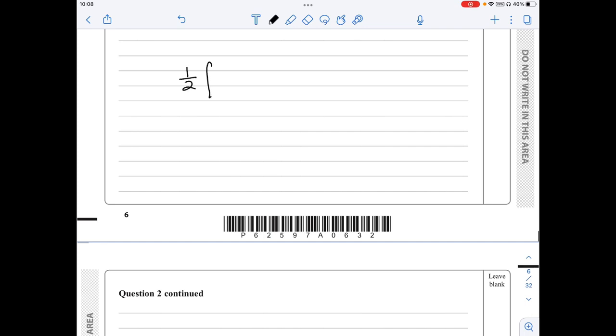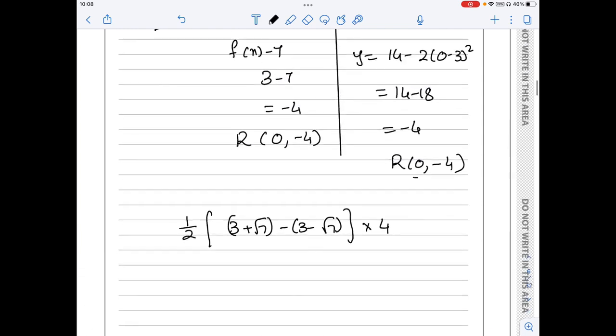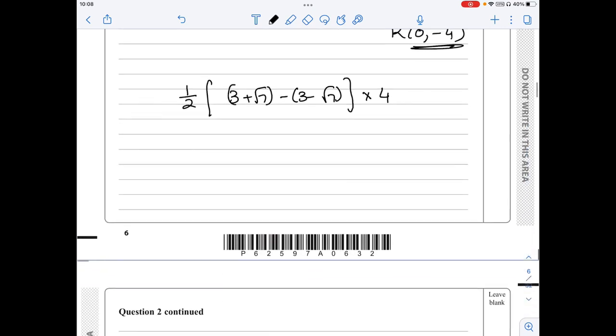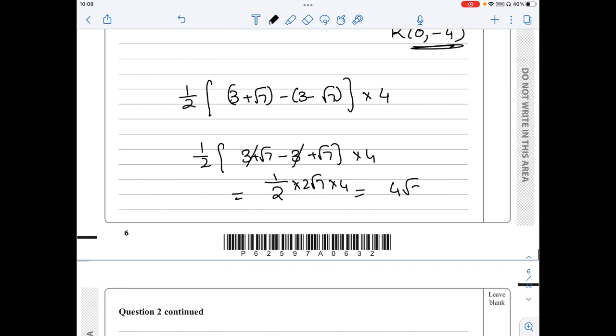Half base is the difference between those x coordinates, 3 plus root 7 minus 3 minus root 7, and height is the height of this r coordinate, which is nothing but 4. So now plug in that one. Half times 3 plus root 7, negative 3 plus root 7, times 4. The 3 and 3 cancel. 2 half times 2 root 7 times 4, which is going to be 4 root 7. That's going to be the answer.